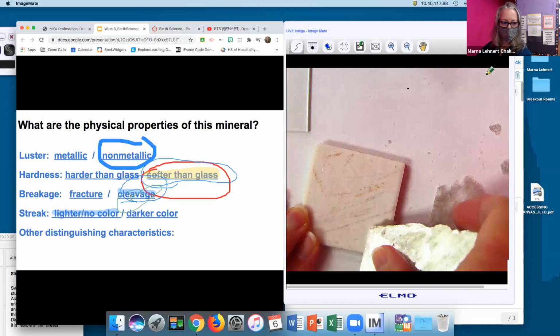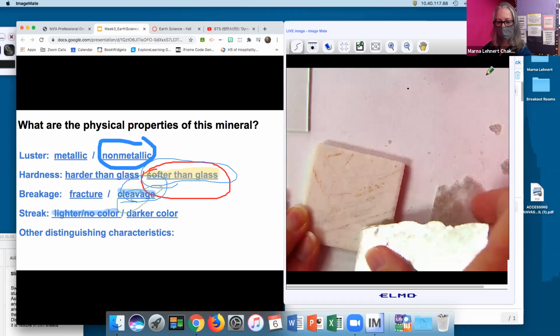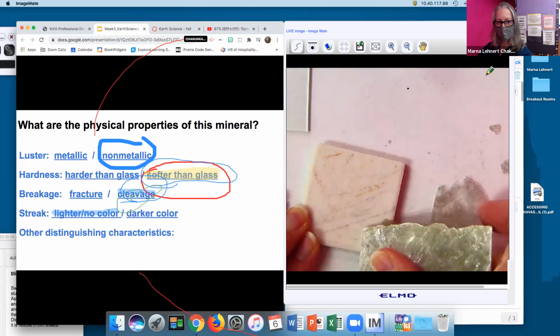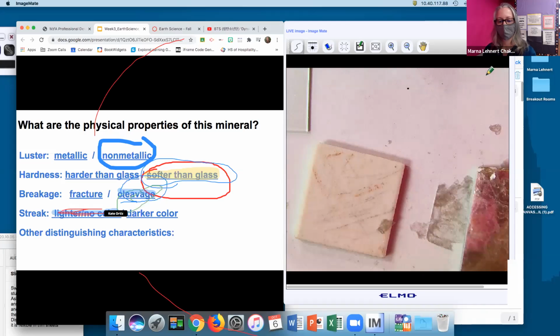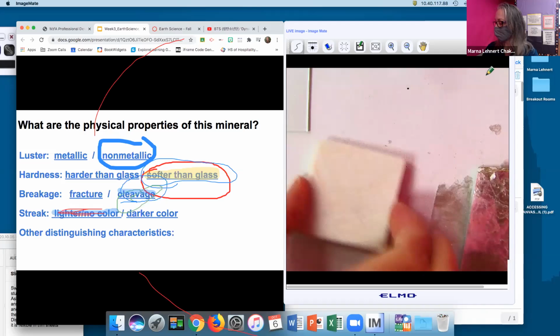Yep, and I see somebody has highlighted our lighter color, no color in the Zoom there, and you're absolutely right. So that's definitely leaving a light color or no color at all. Okay, so that's what we would say for streak. And then there are other characteristics that we can test.